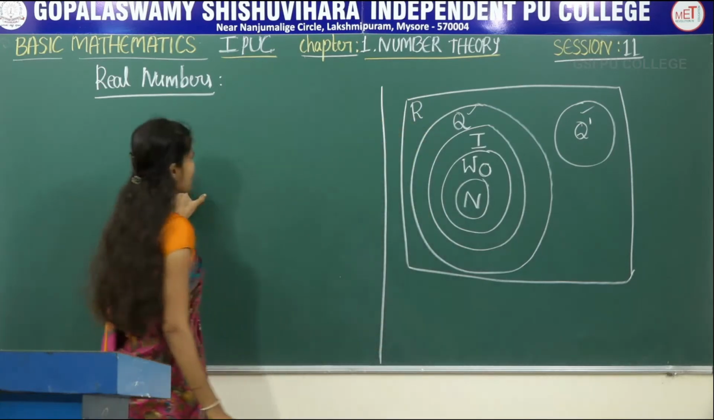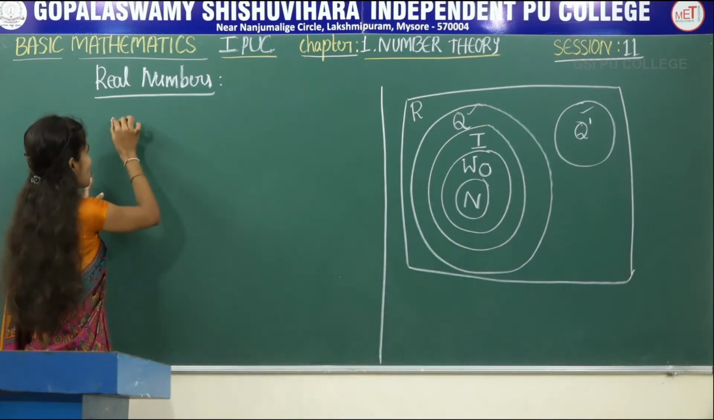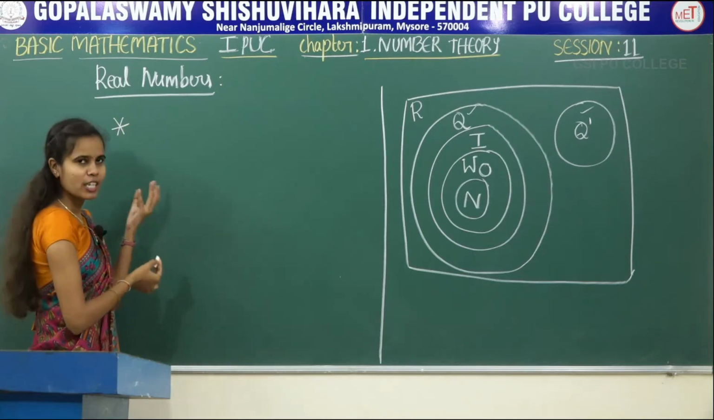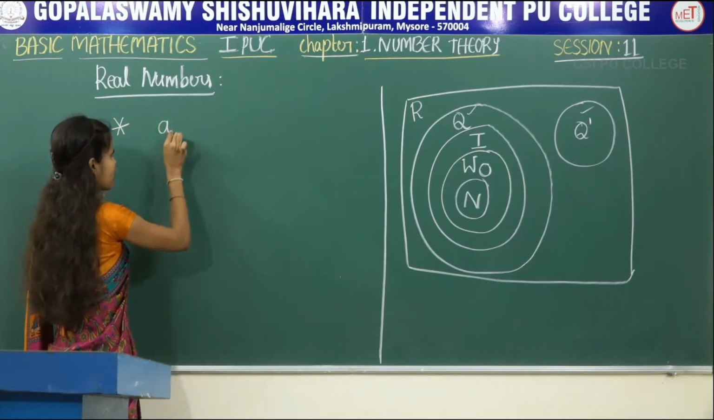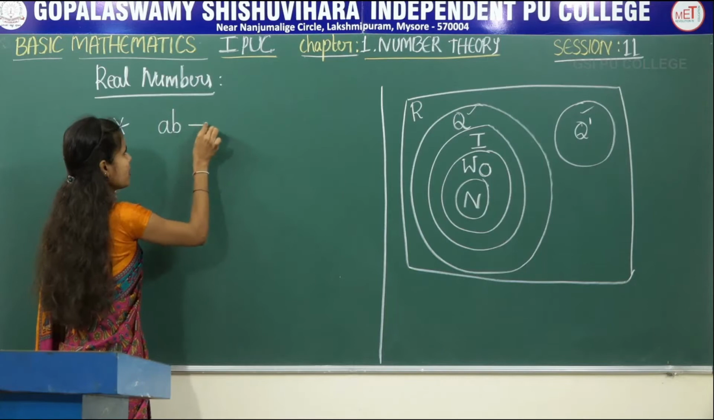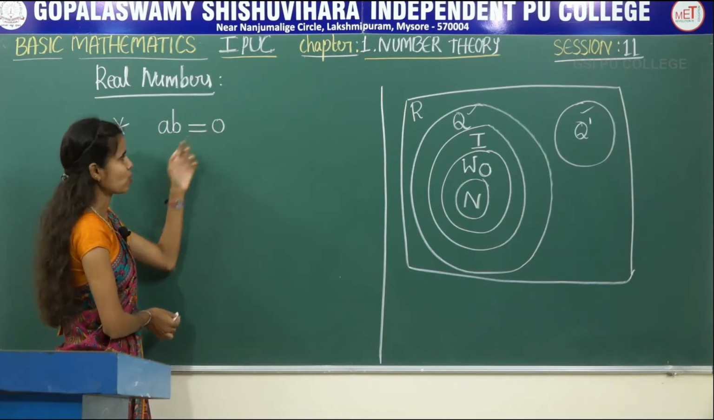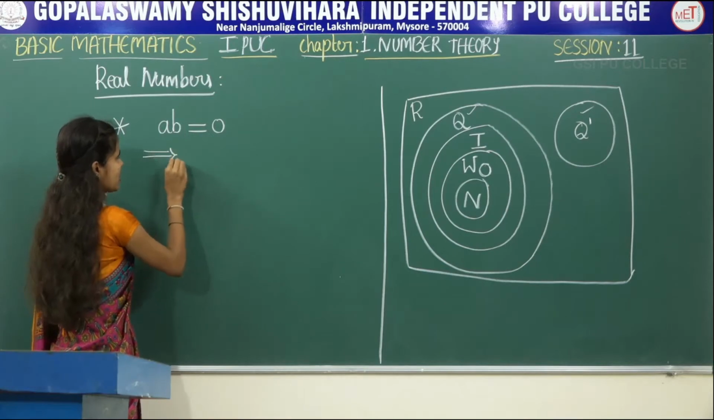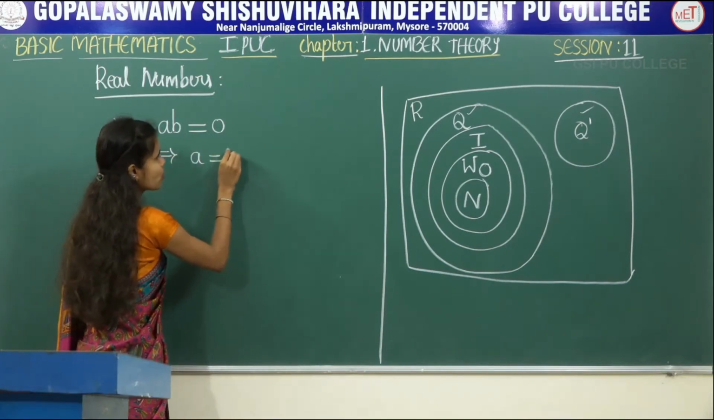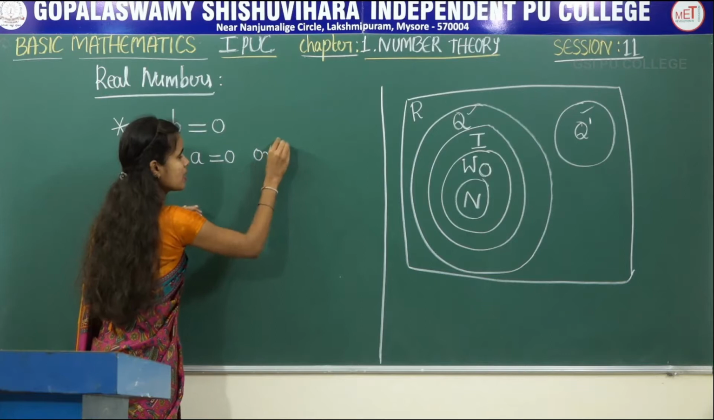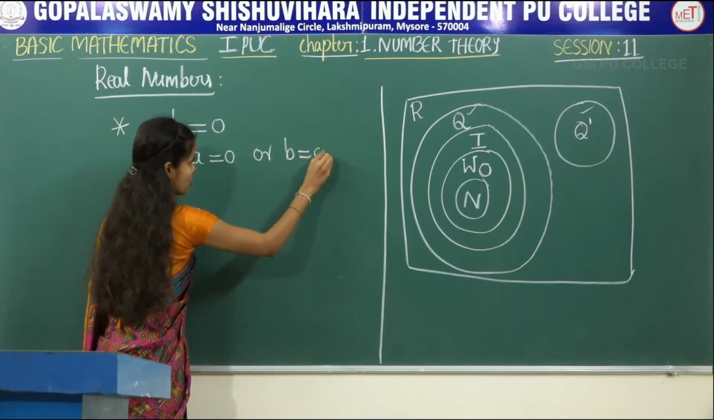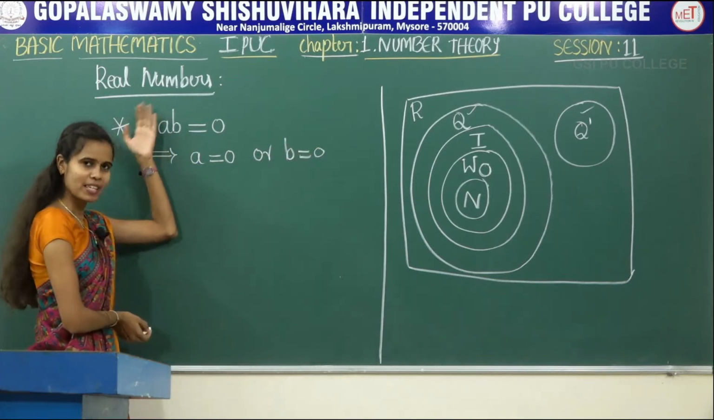Next, let us discuss some properties of real numbers. First property: consider any two real numbers a and b. If a into b is equal to 0, that is, the product of two numbers is equal to 0, this implies either a is equal to 0 or b is equal to 0. This is the first property of real numbers.